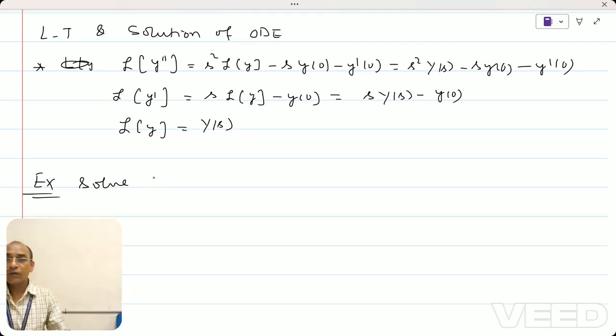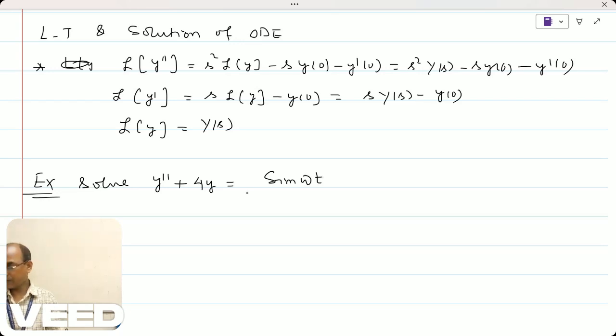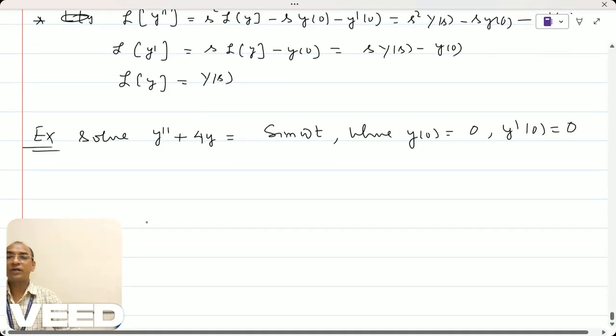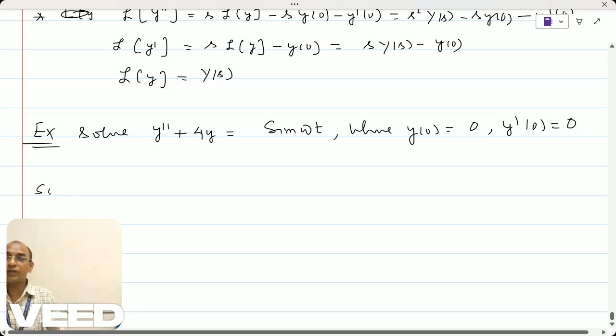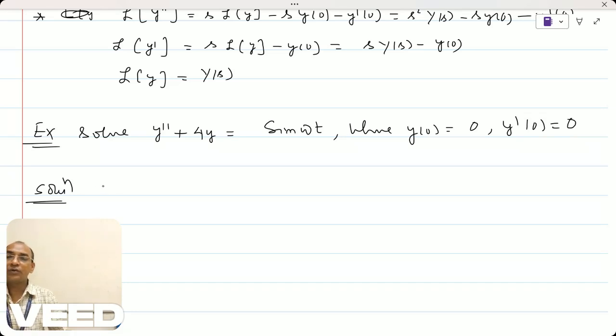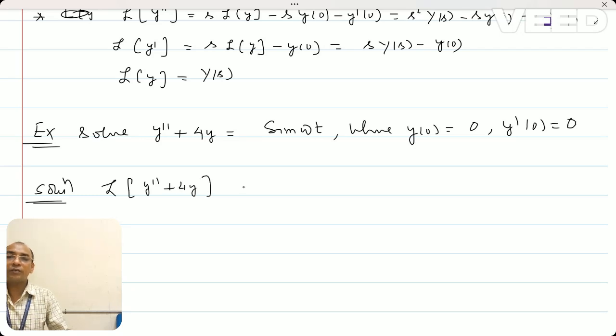Solve y double dash plus 4y is equal to sine omega t, where y of 0 is equal to 0 and y dash of 0 is also 0. Okay, so now we will solve this ODE using Laplace transformation. For that we will apply Laplace throughout the equation. If we are applying it on the left, then we have to apply it on the right also, sine omega t.